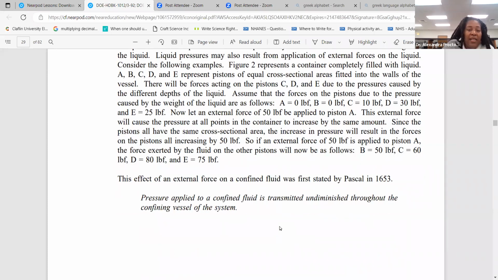And so the effect of the external force on a confined fluid was stated by Pascal: pressure applied to a confined fluid is transmitted undiminished throughout the confining vessel of the system. Okay, so I will stop.